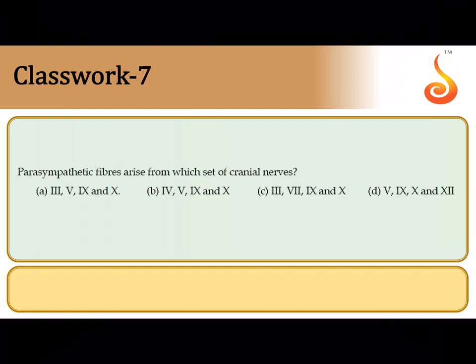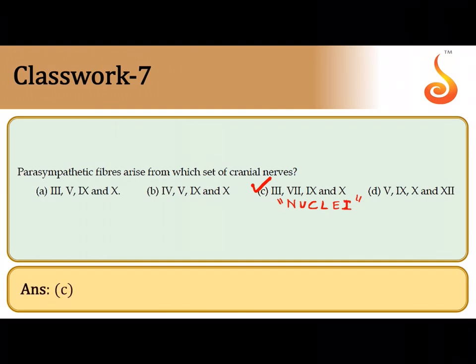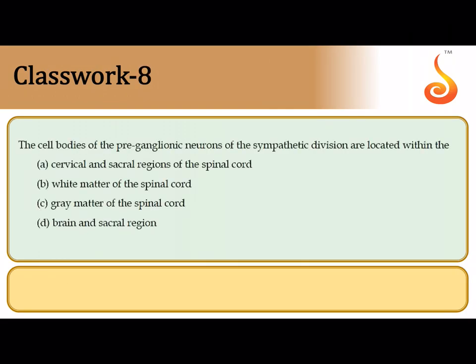Parasympathetic fibers arise from the 3, 7, 9 and 10 nuclei of your brain. Nuclei means they are clusters of cytons. All the parasympathetic nerves emerge mostly from these neurons, which are located in the 3rd, 7th, 9th and the 10th nuclei, which are clusters of cyton in your medulla, in your brain. So it is 3, 7, 9, 10.